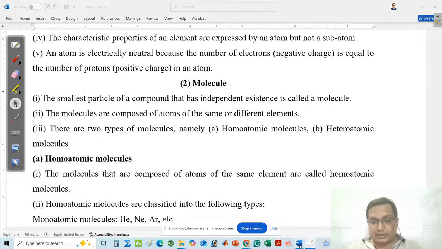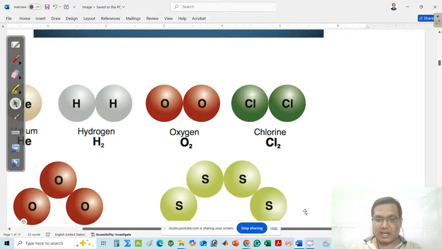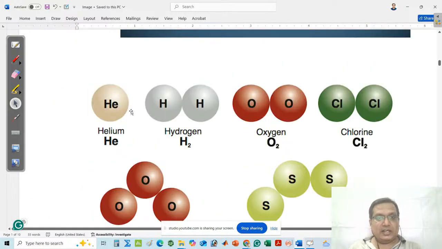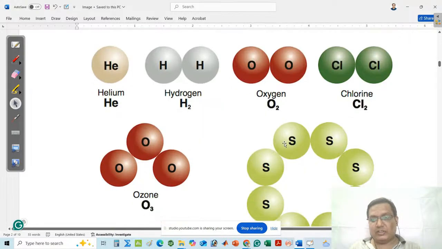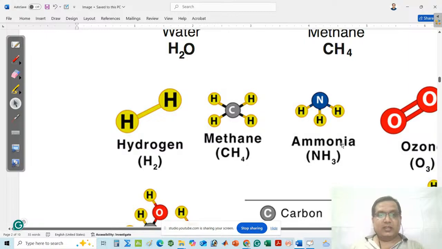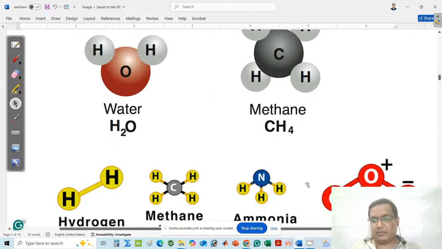There are different types of molecules. Look at that here. Now we can present different types of molecules. Here helium, hydrogen, oxygen, chlorine, O3 ozone, sulfur. These are different examples of molecules.